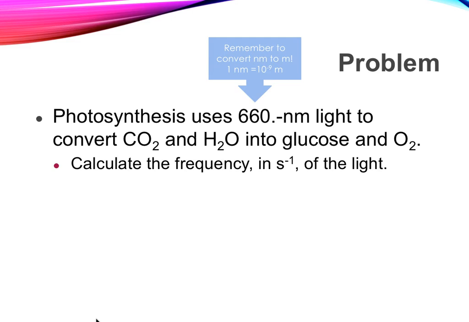If you really wanted to, you could convert the speed of light to nanometers per second, but that would be an unpleasant conversion. It's really not fun. Much easier to do it the other way. I do recommend that you memorize the conversion. 1 nanometer is 10 to the minus 9th meters.